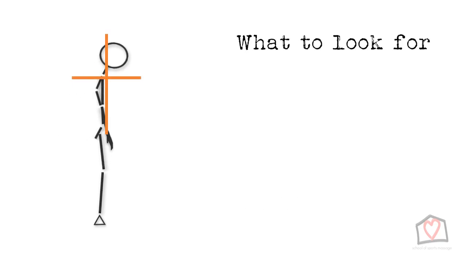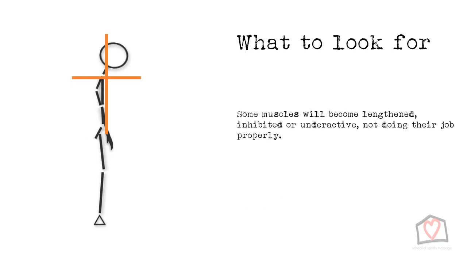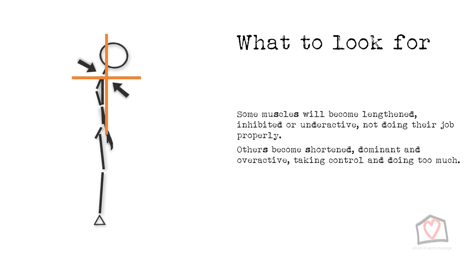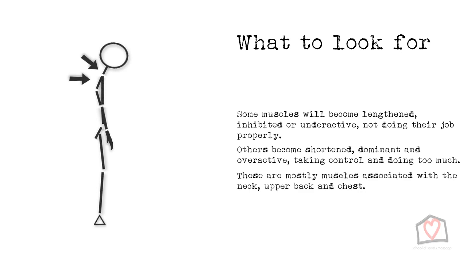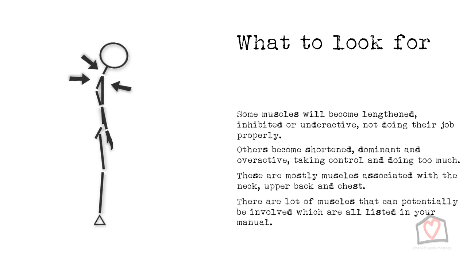So what are you likely to see with upper cross syndrome? Certain muscles will potentially become lengthened, inhibited or overactive, which means they are not doing their job properly or unable to, while others become shortened, dominant and overactive, meaning they take control and do too much work. These are all muscles associated with the neck, upper back and chest. There are a lot of muscles that can potentially be involved, which are all listed in your manual. You'll be able to clearly see that muscles work in pairs, opposites lengthening and shortening.